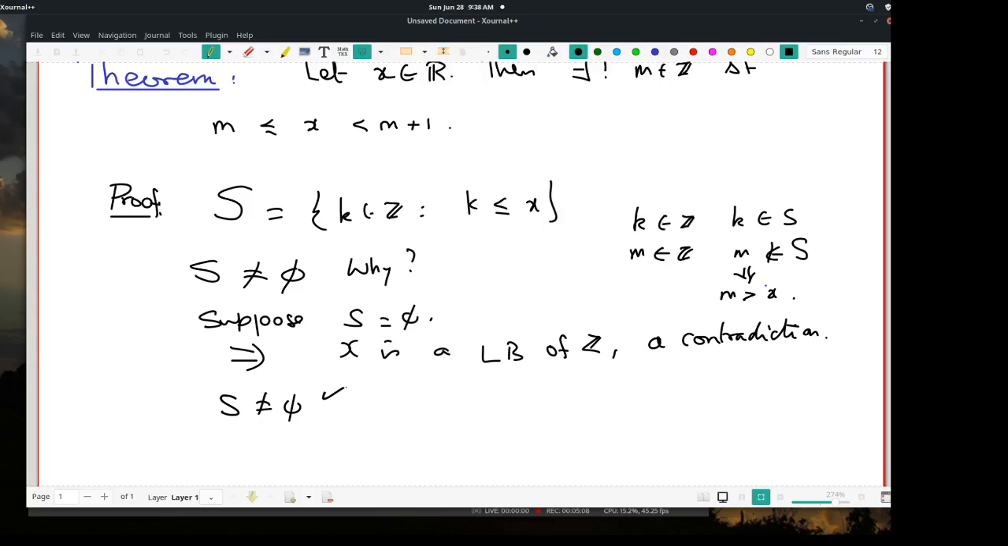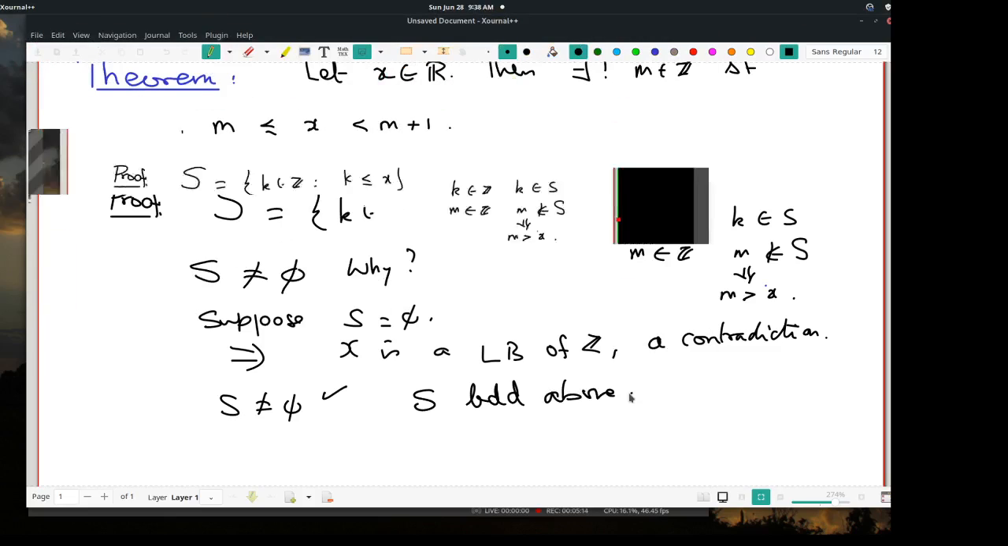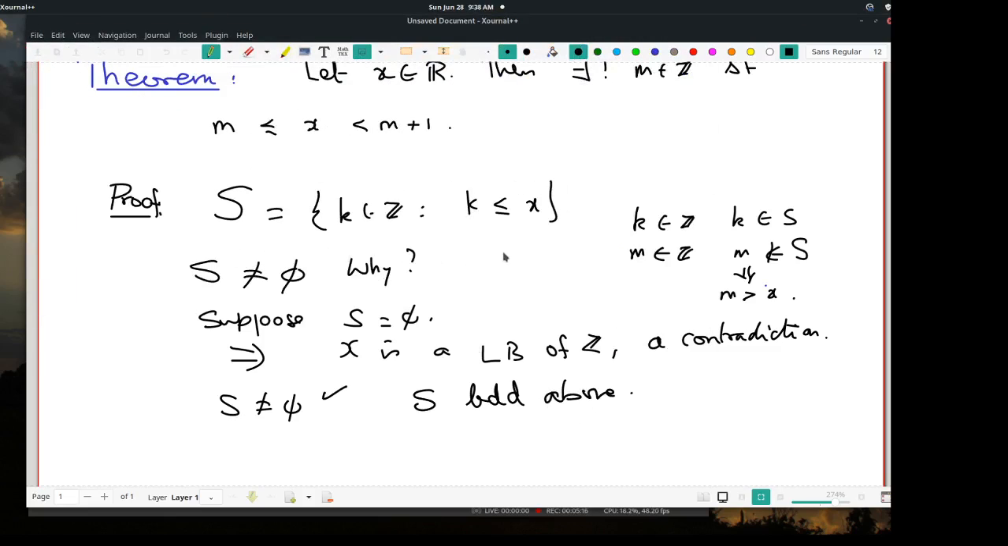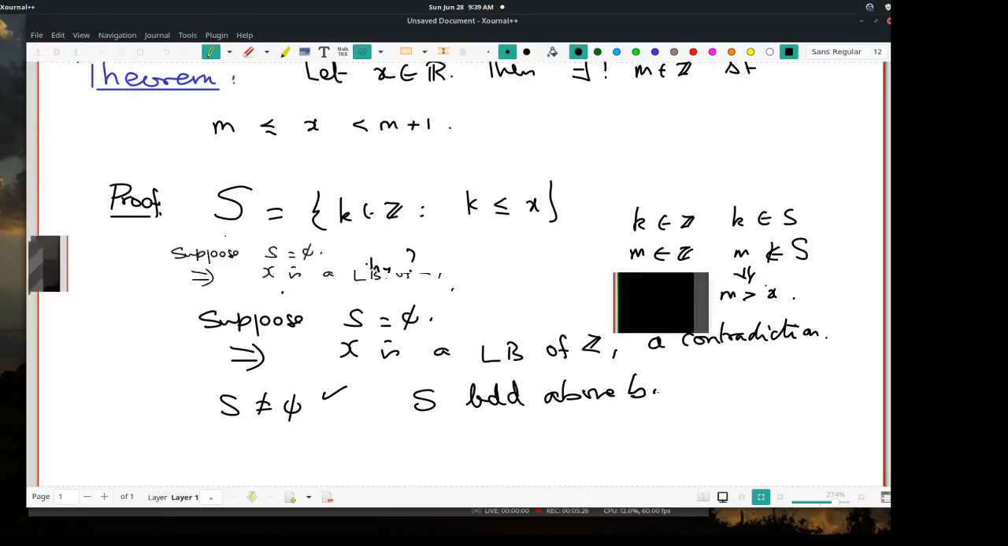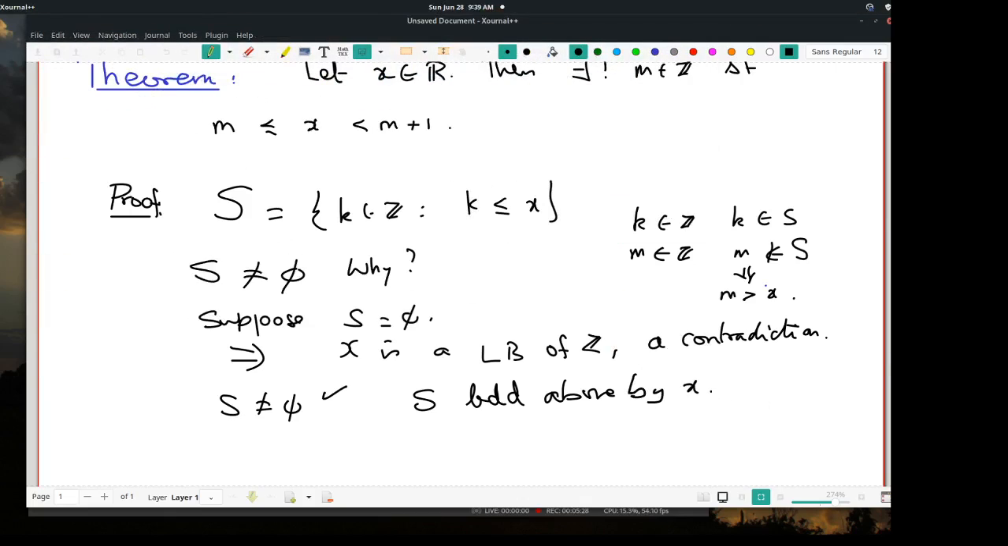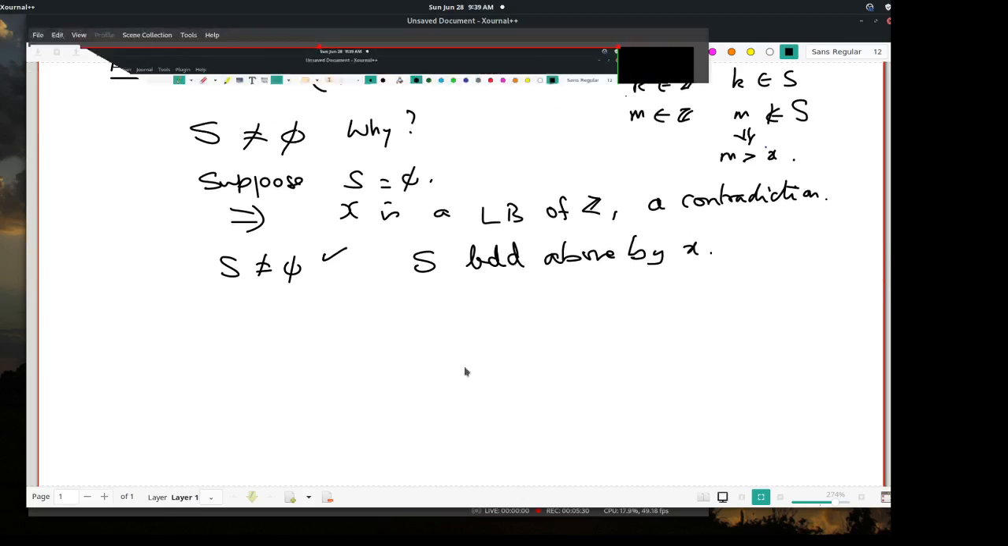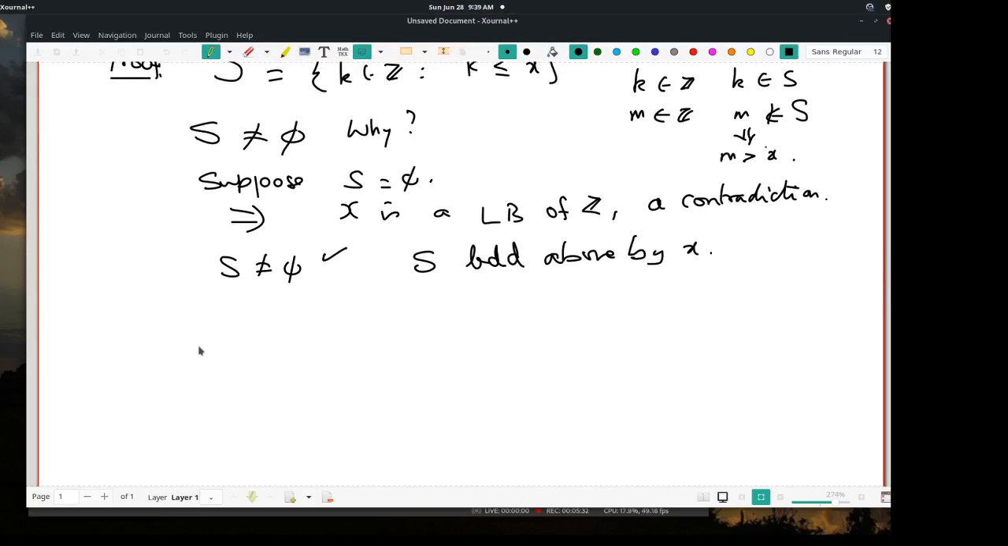And then, is S bounded above? Of course. Is that clear? Look at the definition. S is bounded above. Why? Give me any integer k in S, that k must be less than or equal to x. Therefore, S is bounded by x. Right? Therefore, what do I know? Now, S is a non-empty set which is bounded above in R.